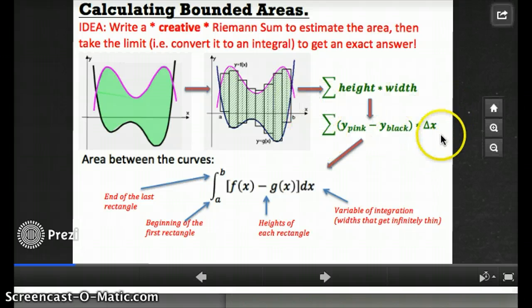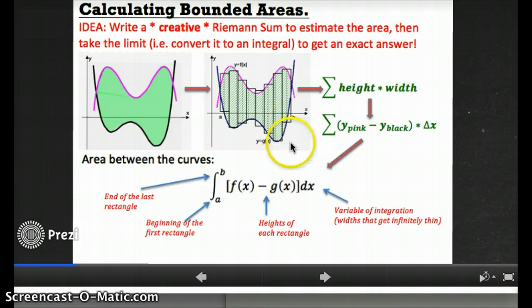But taking the limit of a Riemann sum is really just taking an integral. So here's where we can actually calculate the exact area. The idea is the same as this Riemann sum. A and B represent where the first rectangle starts and the last rectangle ends. Notice in this case it's going to be an x value. You can see them right down here. And then inside our integral we've got dx, which is called the variable of integration. It represents the delta x widths that are getting really thin.